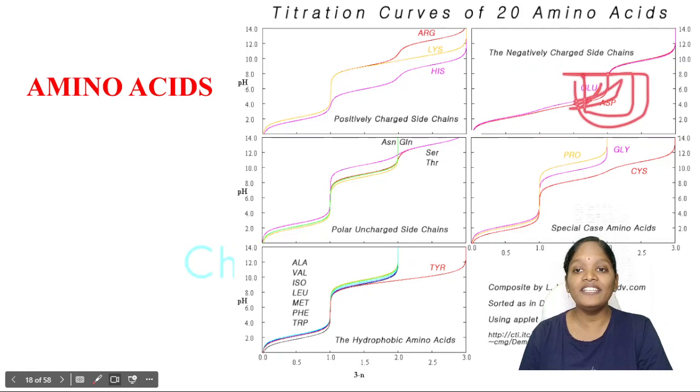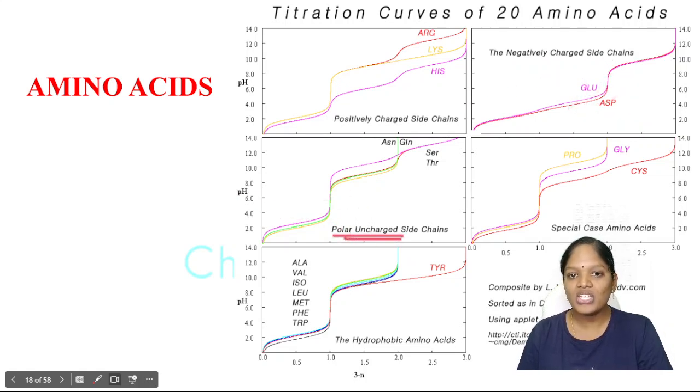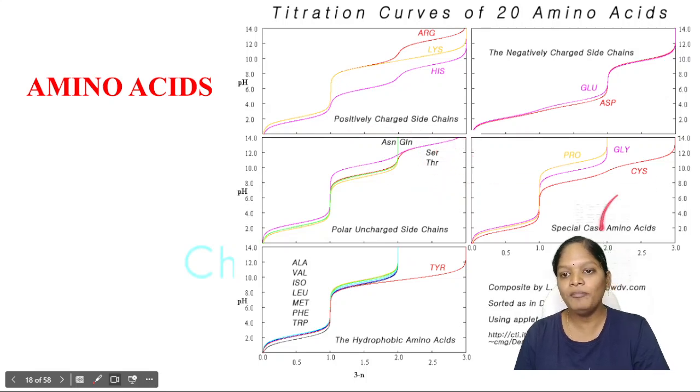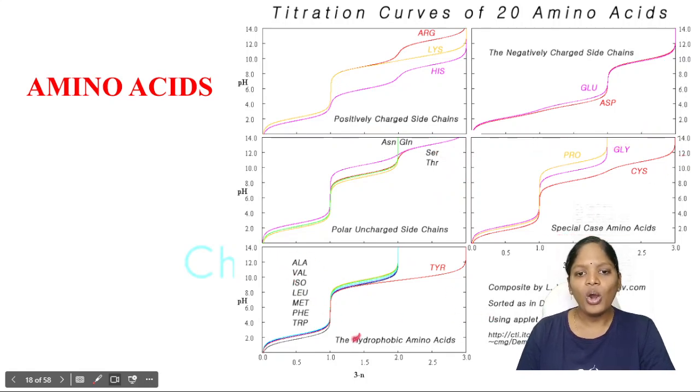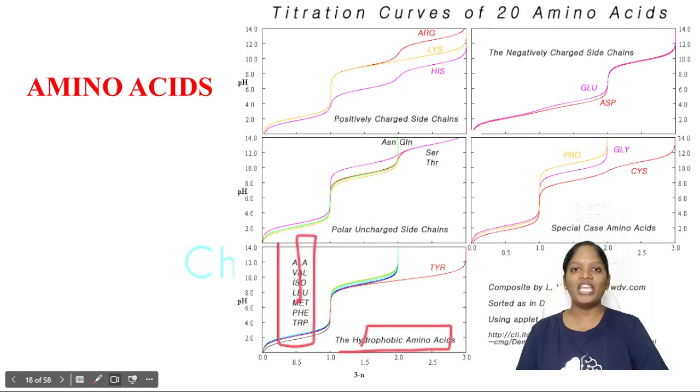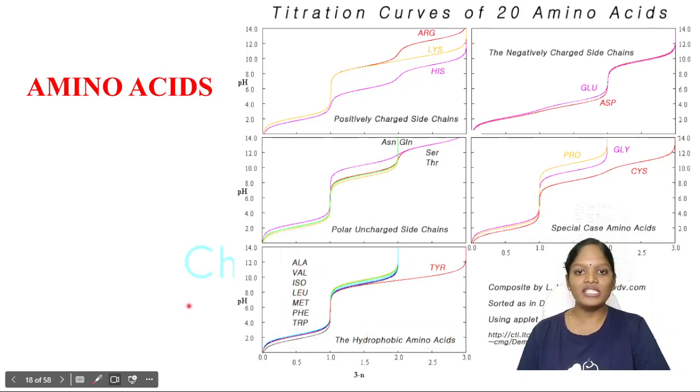This is what the negatively charged side chains look like, and the polar uncharged side chains will be aspartate, arginine, glutamine, serine and threonine. This is how the titration will be. And the special case amino acids are proline, glycine and cysteine. And here all the hydrophobic amino acids have a lower pH value. So all of these things are very, very important.